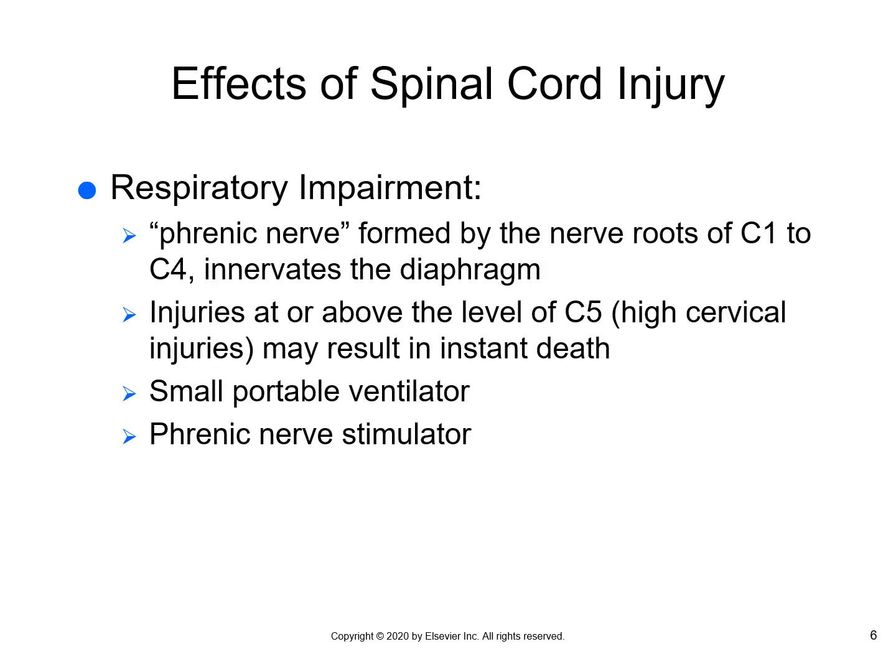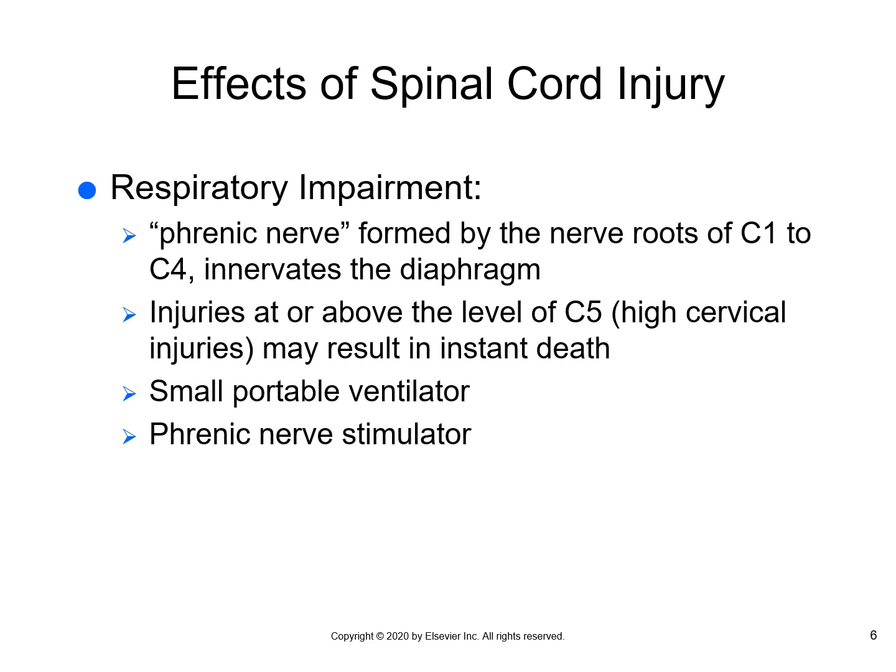Okay, respiratory impairment. What we need to remember here is the phrenic nerve. The phrenic nerve is a nerve formed by the nerve roots of C1 to C4, and this is the nerve that innervates the diaphragm. If you recall, the diaphragm is the one that's responsible for breathing, right? So if the phrenic nerve is damaged, then there's going to be a problem with the innervation of the diaphragm. Injuries at or above the level of C5 may result in instant death.